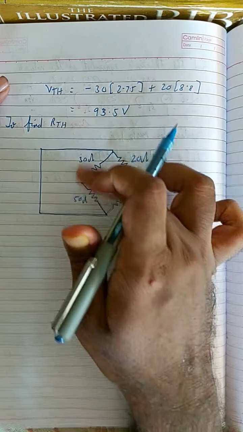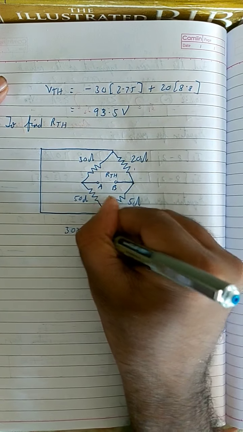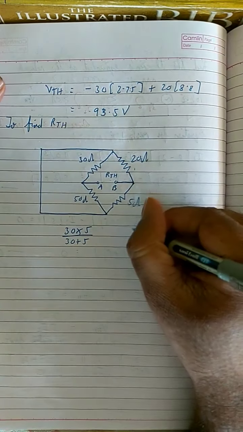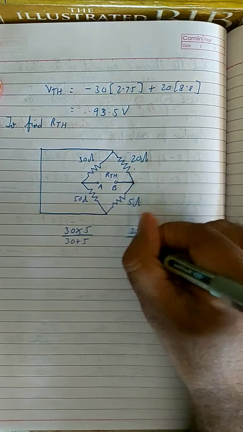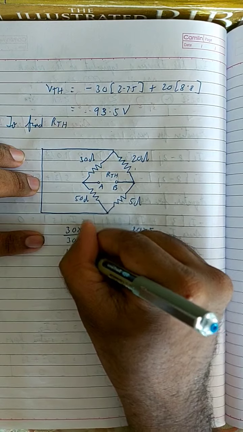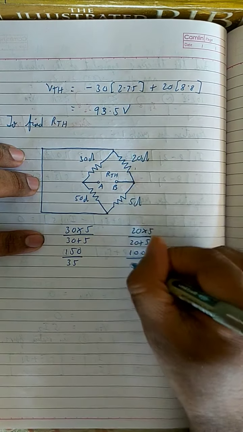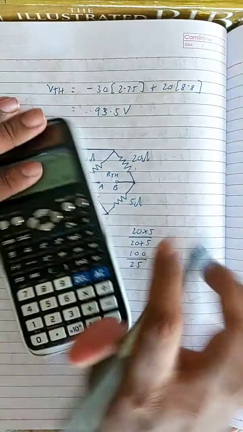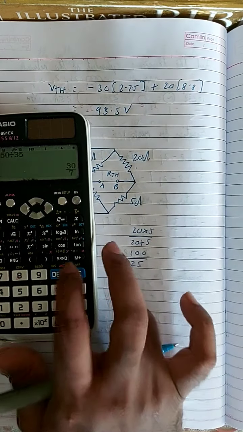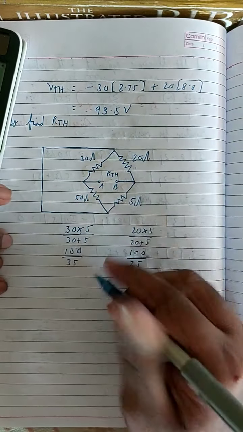So if I combine these two parallel resistors, I will get 30 into 5 by 30 plus 5. And over here, I will get 20 into 5 by 20 plus 5. What do you get over here? It is 150 by 35, and here you get 100 by 25. Here 150 by 35 is 4.286 ohms.